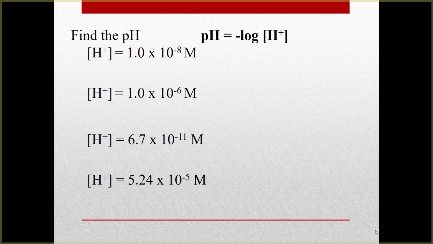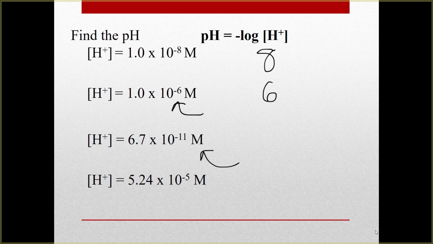So let's use this formula, the pH formula, to find the pH for all these concentrations. Some of these we'll be able to do in our head, and some of them we will need a calculator. On this first one, we see that there's just a 1 times 10 to the minus 8. So I know my pH is 8. I just use that exponent, get rid of the negative, and it's 8. On the second one, again, I'm going to look at the exponent. This is a pH of 6.